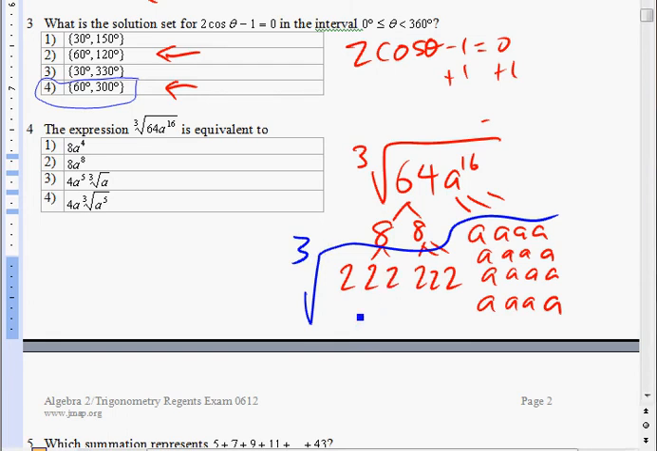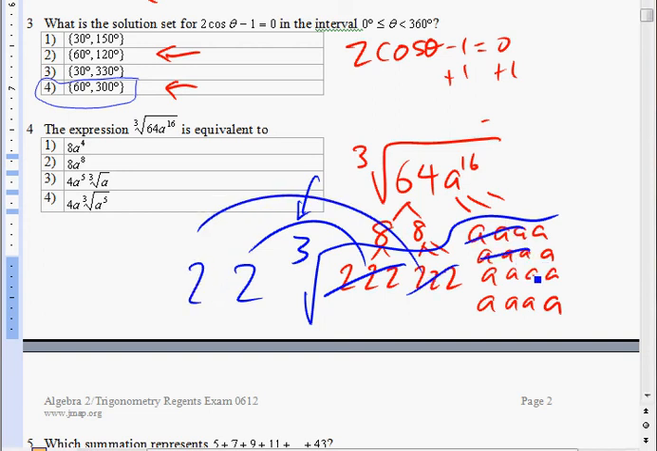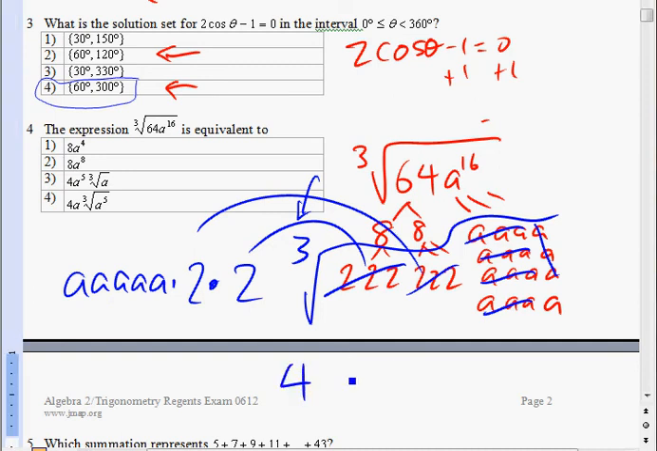The difference between a cube root and a square root is that a cube root says for every 3 of the same number inside the radical, you can cross it out and take 1 out. So you take out 2. There's another set of 3, so you can take another 2 out. And for every 3 a's, 1, 2, 3, 4, 5, there's 5 sets. I can take 5 a's out. And all the numbers and variables you take out, you multiply. So this would be 2 times 2 times a to the 5th, which gives you 4a to the 5th. What's left underneath the radical sign is a single a. So it's 4a to the 5th times the cube root of a, and that is choice 3.